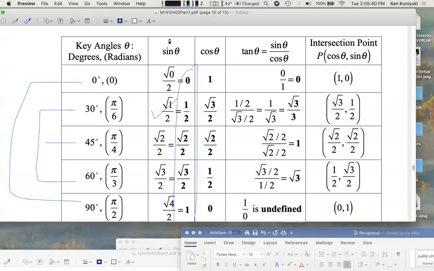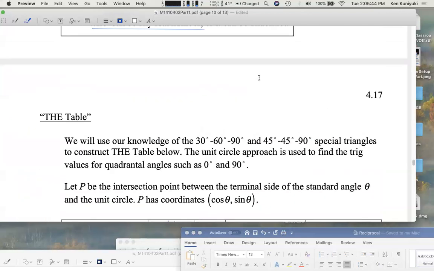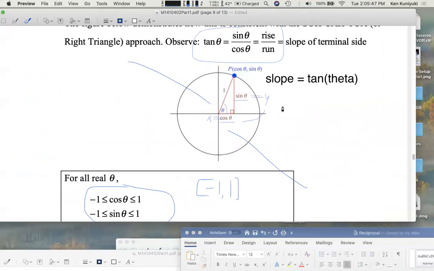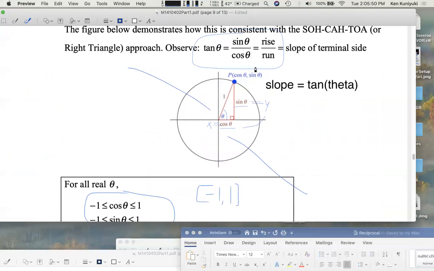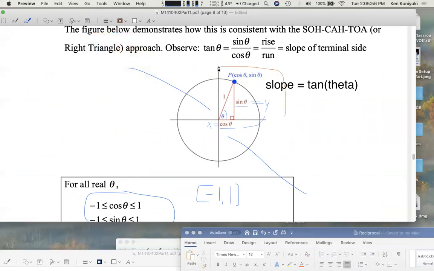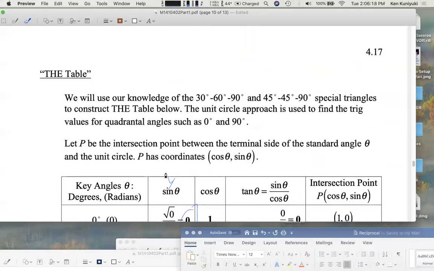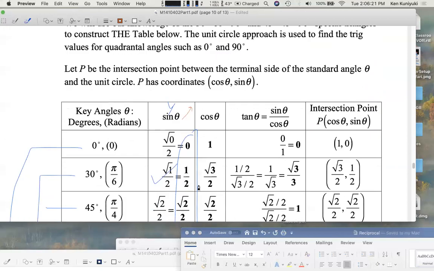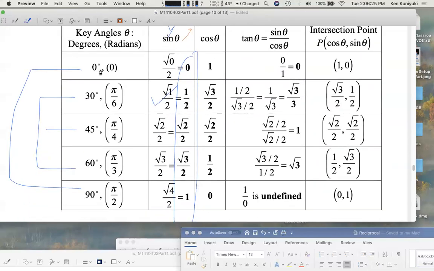Now remember, sine of theta corresponds to the y-coordinate of this intersection point on the unit circle. As we increase from 0 degrees to 90 degrees, what happens to the sine value, or the y-coordinate? It increases. It goes up from 0 to 1. So sine of theta increases as the angle changes from 0 degrees to 90 degrees.